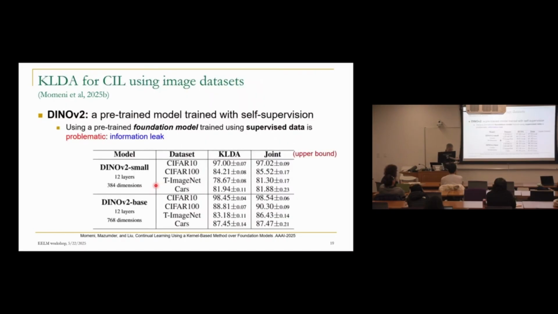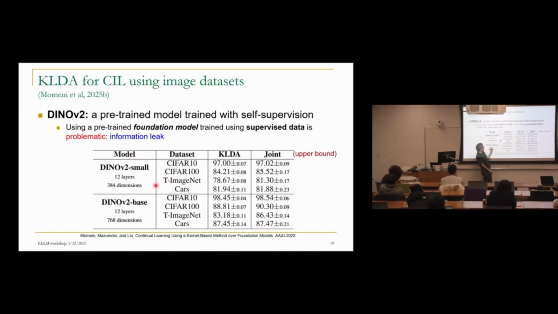For the images, we are not able to achieve that upper bound yet for some data sets. Part of the reason, I believe, is that the pre-trained image models are not as good as language models yet. So you can see here, this is the KLDA, and this is the joint upper bound. This one is okay. This one, you see, got a 1% loss. This got about 2-3% loss. And this one is also fine.